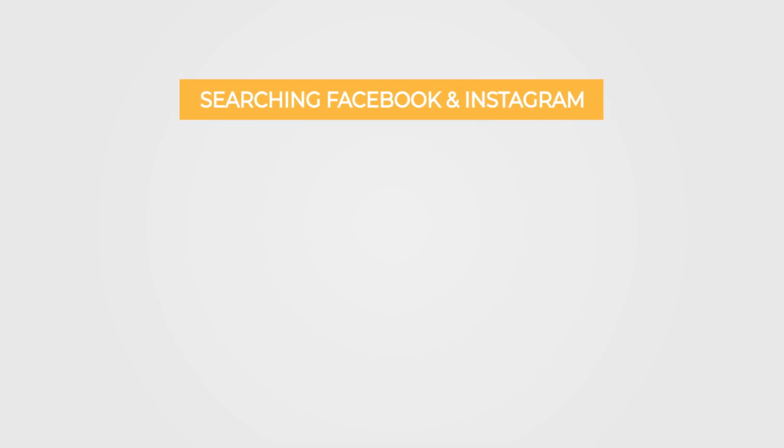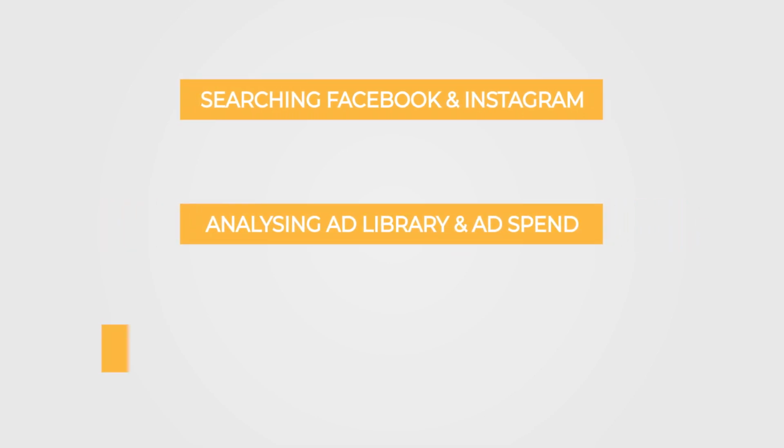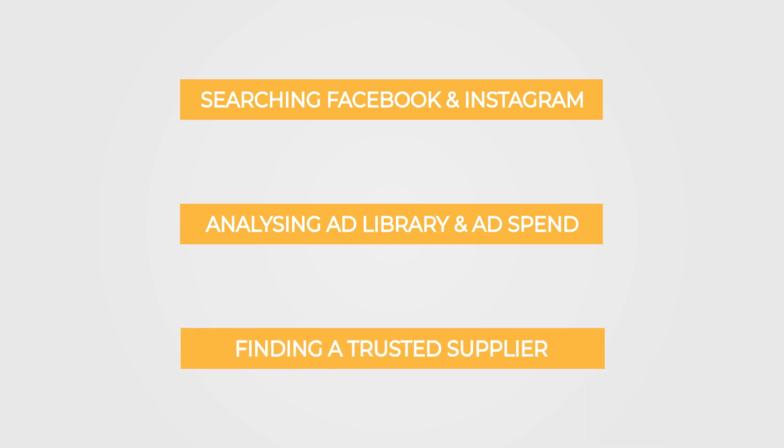These steps include searching Facebook and Instagram for ads, analyzing the ads library and their ad spend, and finding a trusted supplier. Now I know this is a way that the majority of successful dropshippers do show, but they don't show you how to analyze the ad spend, which is really important when it comes to knowing whether to run a product or not. So the goal is to analyze their ad spend, and anything over $100 ad spend is worth running in my opinion.